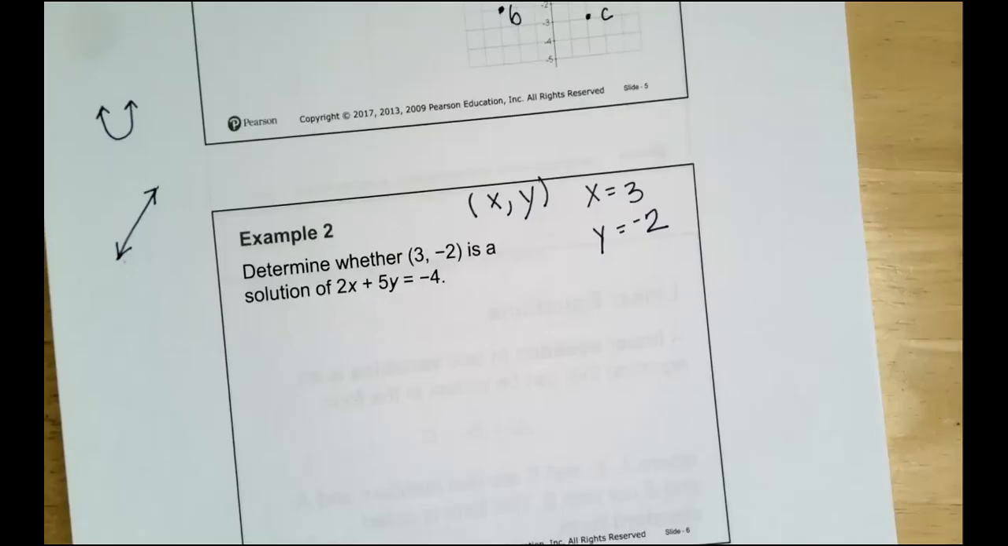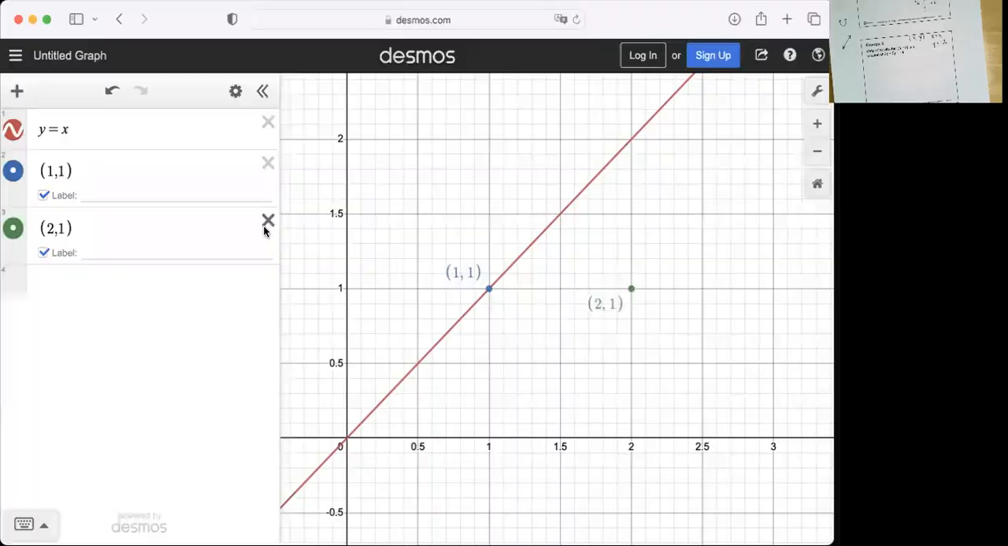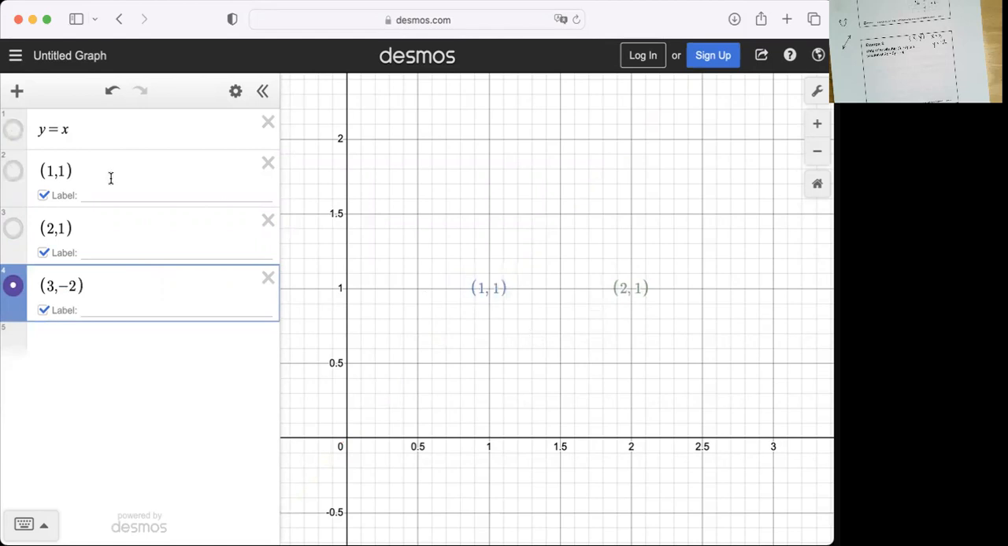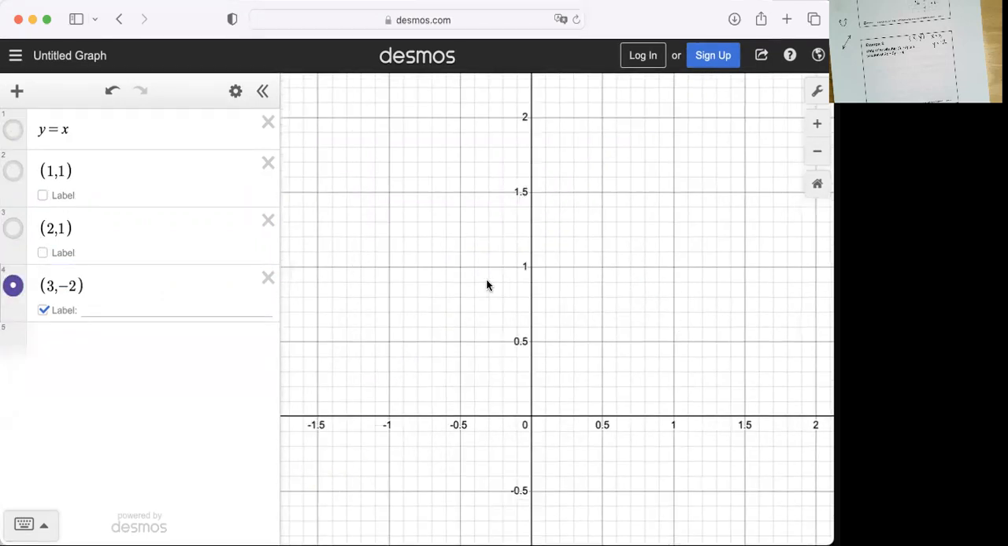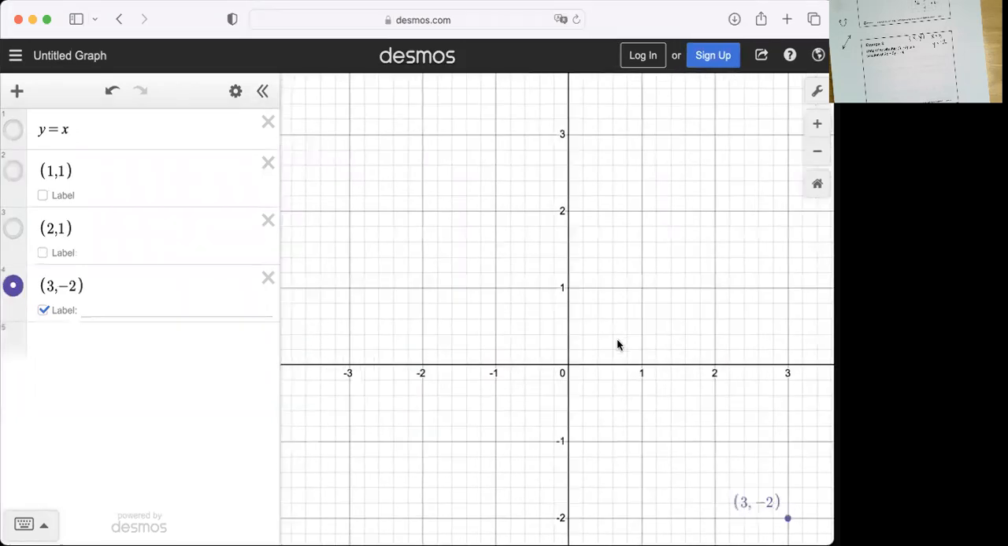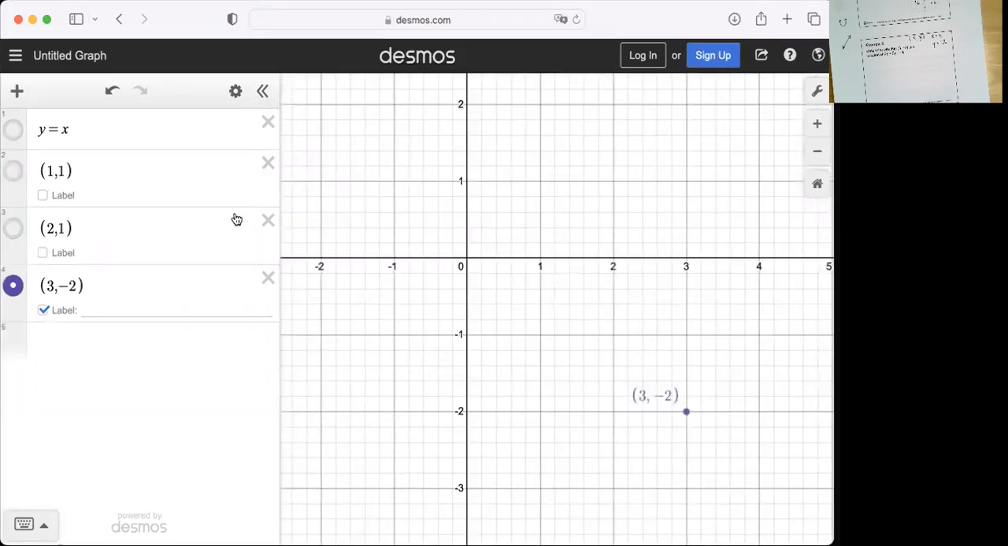So if we have the point 3, negative 2, I'm going to graph it, and we have the equation 2x plus 5y equals negative 4. Let's graph both of those things. So we said it was x equals 3, y equals negative 2. So I'm just going to put that in as a point. 3, negative 2, where would that be? First quadrant, second quadrant, third quadrant, or fourth quadrant? It's in the fourth quadrant.